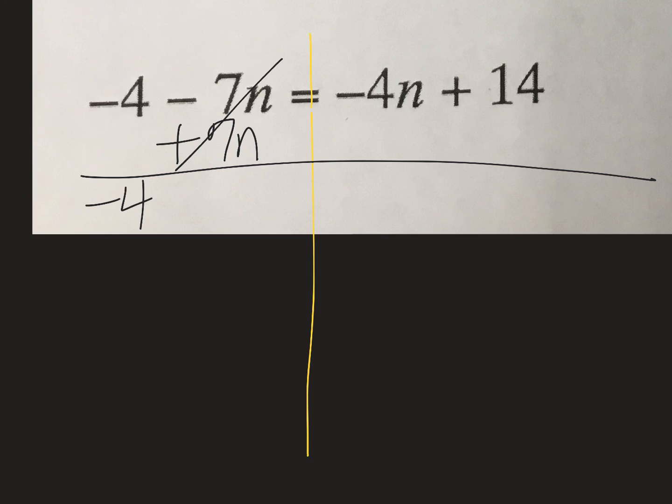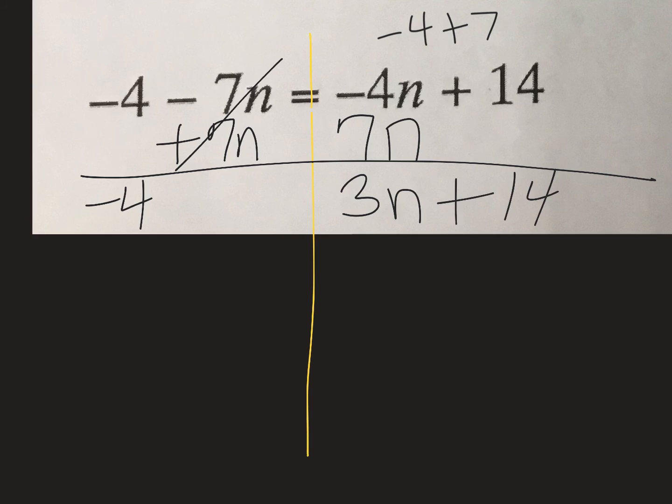I added 7n to one side, so I've got to add 7n to this side as well. In case you're having a hard time with the number sense, you can just do negative 4 plus 7, and that'll give you 3. And then you just add the n onto the end, and I'm going to bring down that plus 14 because I still haven't done anything with that yet.